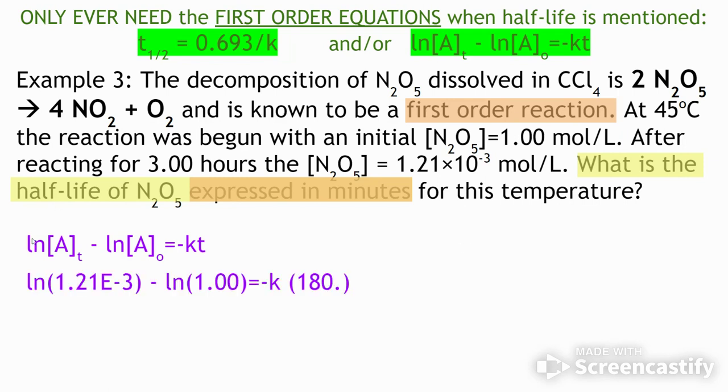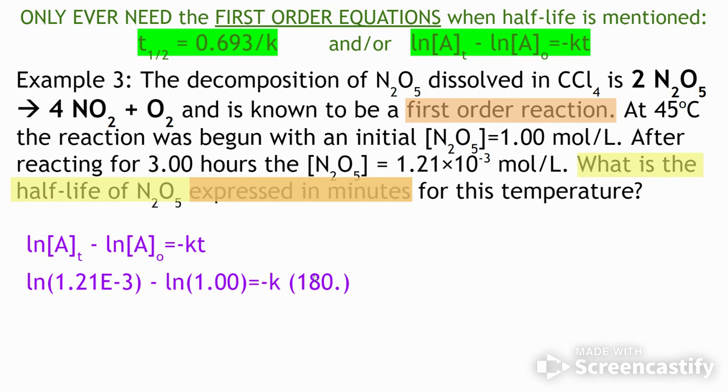So plugging this in, natural log of A_t, that's the concentration at a specific time, so that's the 1.21 times 10 to the negative 3, minus the natural log of our original concentration, which was 1. That's equal to negative k times our time. And because they wanted us to express our time in minutes, I need to turn the 3 hours that they gave me into minutes. So 60 minutes in every hour, so I multiplied 3 times 60 and got that 180 there.